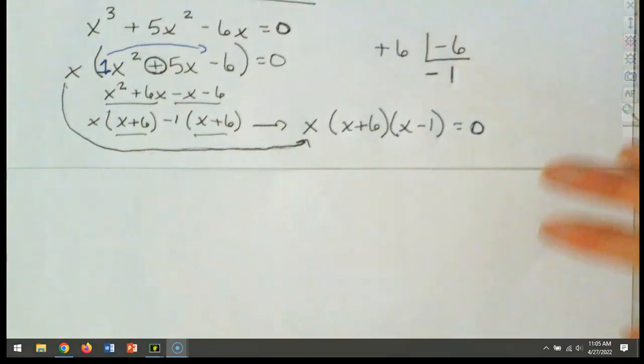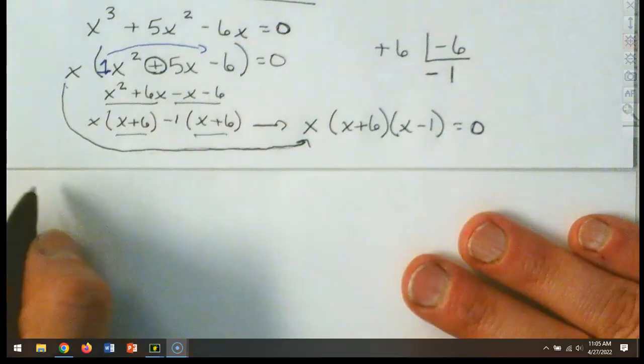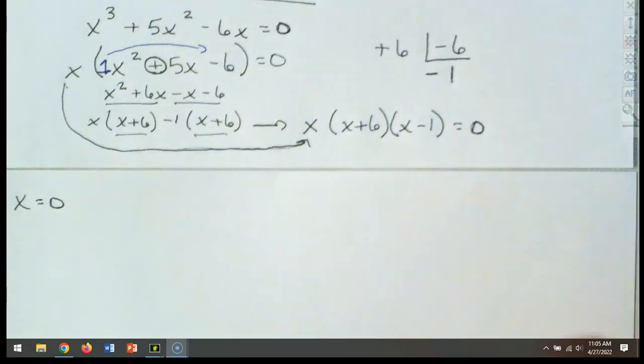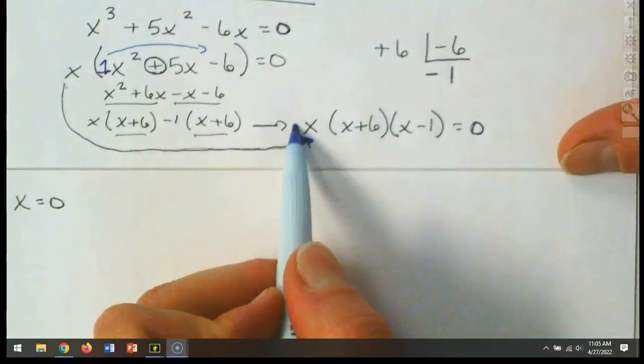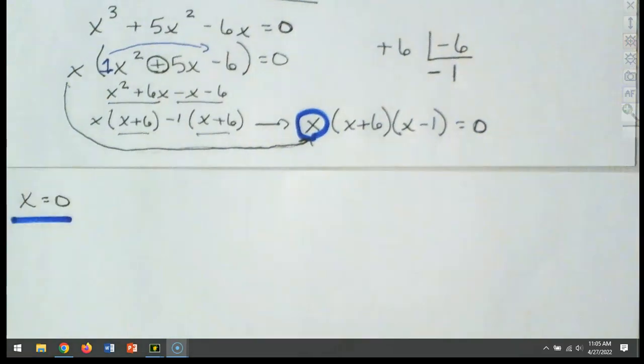So let's try to find our solutions here. One of them is going to be x equals 0. Why is that going to be x equals 0? That came from that piece, right? So that x out in front factored, that gave you that x equals 0, because we said each part, each component, equal to 0.